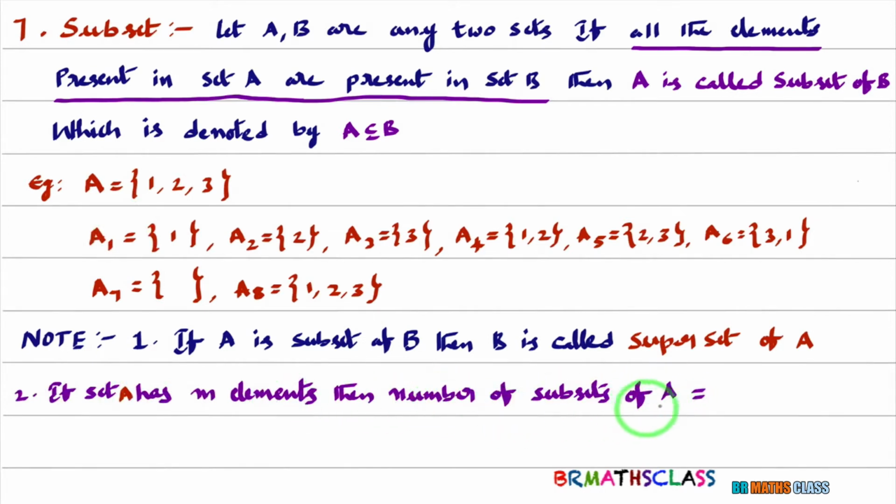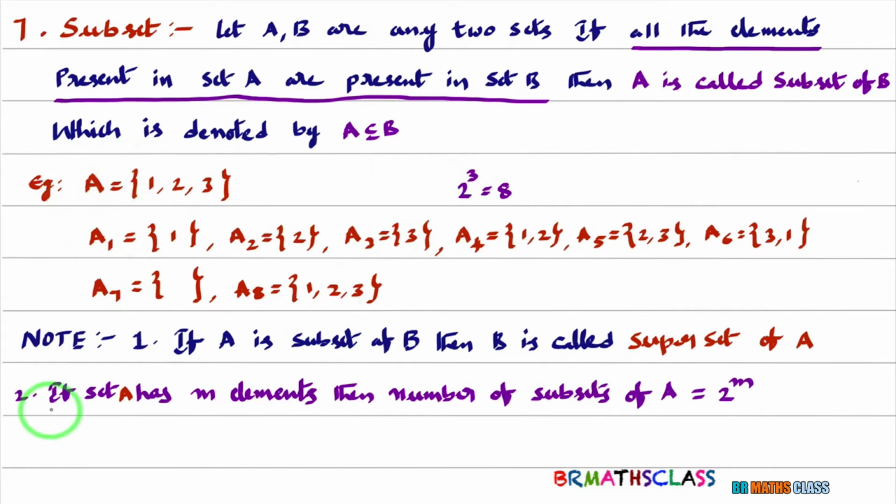If set A has m elements, then number of subsets of A, how many subsets we will get for set A? We will get 2 power m subsets for set A. You observe here, how many elements present in this set? 3 elements present. How many subsets we will get? 2 power m. Here m is 3. 2 cube is what? 2 cube is 8. So here, how many subsets we got for set A? We got 8 subsets for set A.